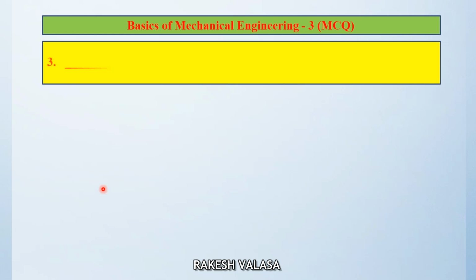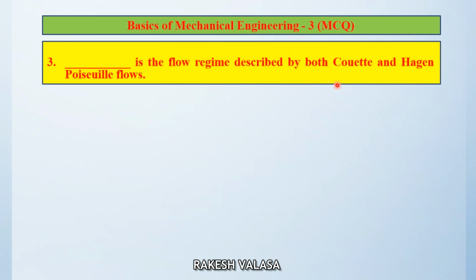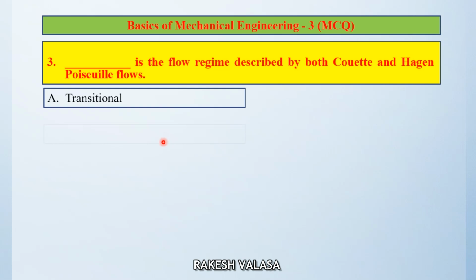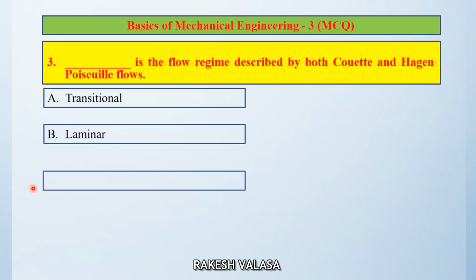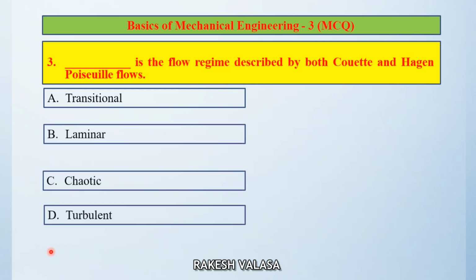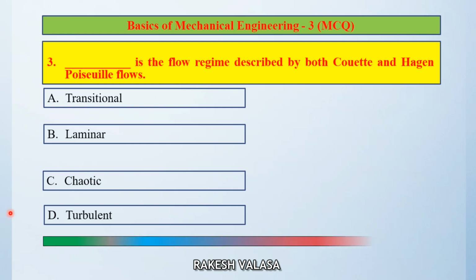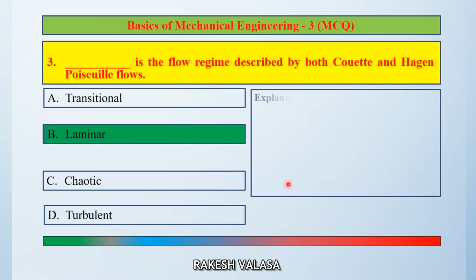Question number 3. Dash is the flow regime described by both Cavity and Hagen-Poiseuille flows. Option A transitional, option B laminar, option C chaotic, option D turbulent. The correct answer is option B laminar flow. Let us see the explanation.